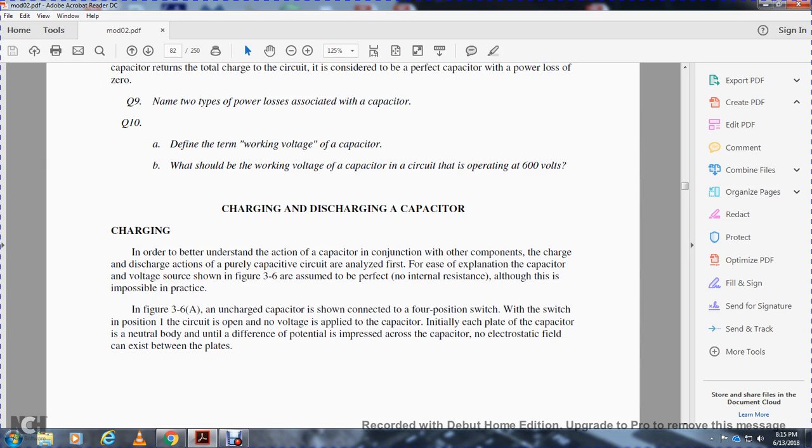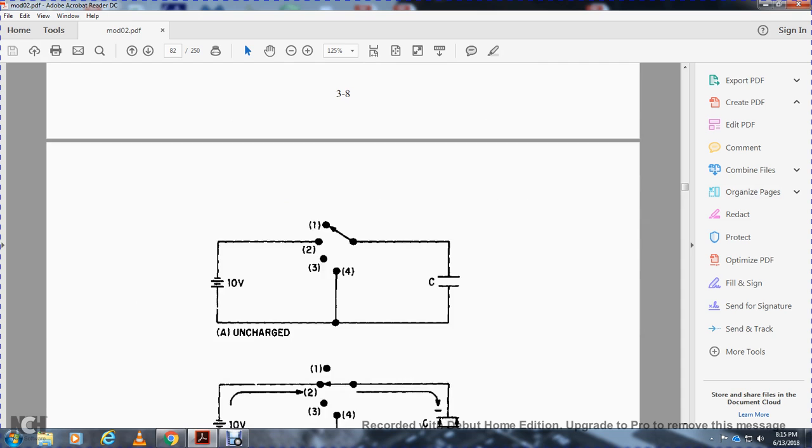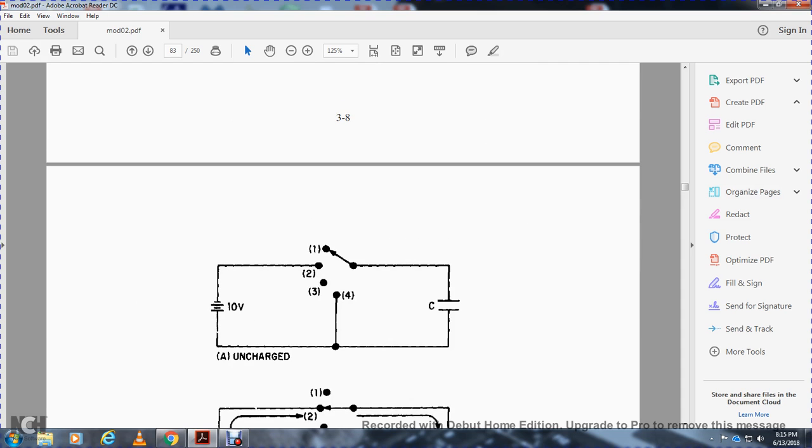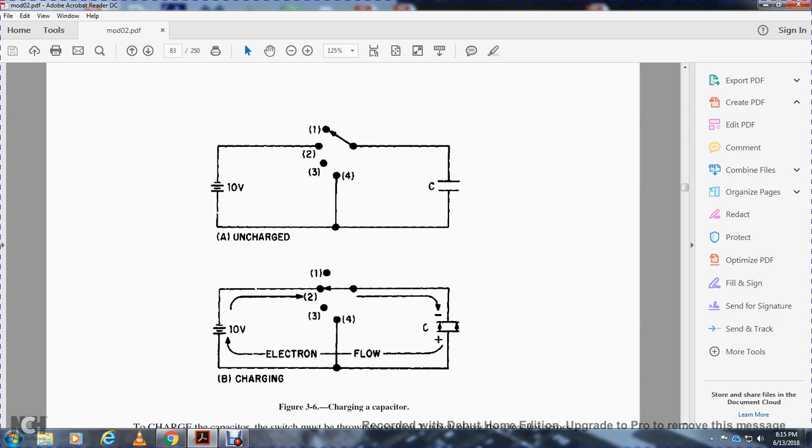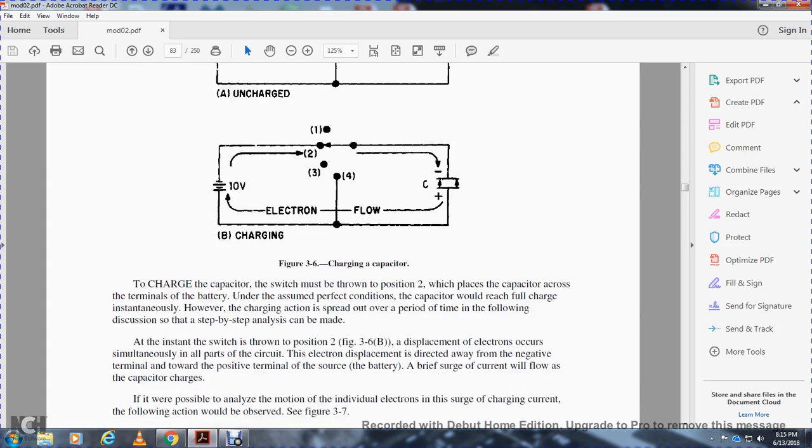In Figure 3.6a, an uncharged capacitor is shown with a four-position switch. With the switch in position 1, the circuit is open and no voltage is applied to the capacitor initially. Each plate of the capacitor is a neutral body until a difference of potential is impressed across the capacitor. No electrostatic field can exist between the plates. So A is uncharged, a 10 volt source, a switch with positions 1, 2, 3, and 4, and your capacitor with the double plates. Charging capacitor, 10 volt source, positive and negative.